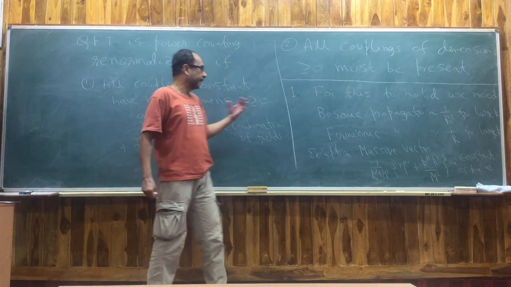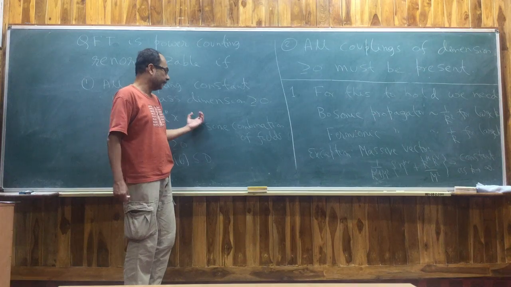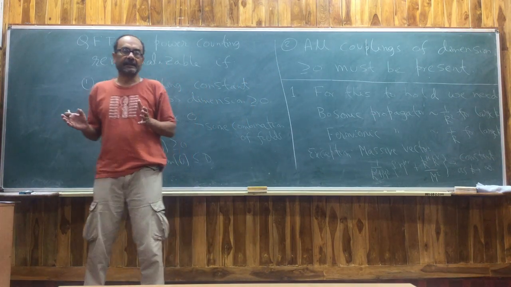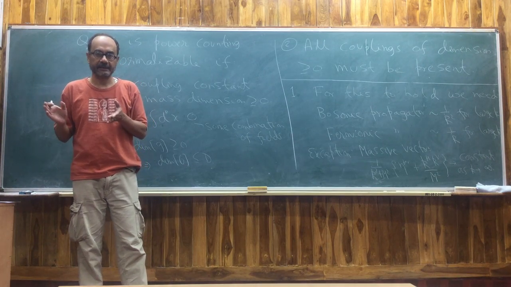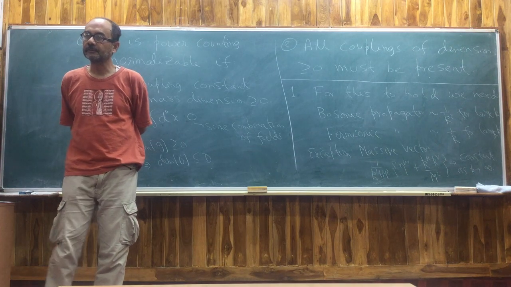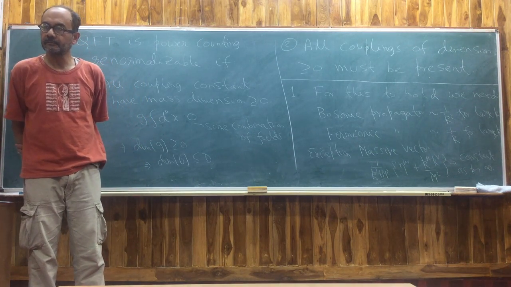That if we get a theory which is power counting renormalizable, then we satisfy these two conditions, we still have to check that all the propagators behave correctly. So actually the renormalizability is independent of this choice of gauge.